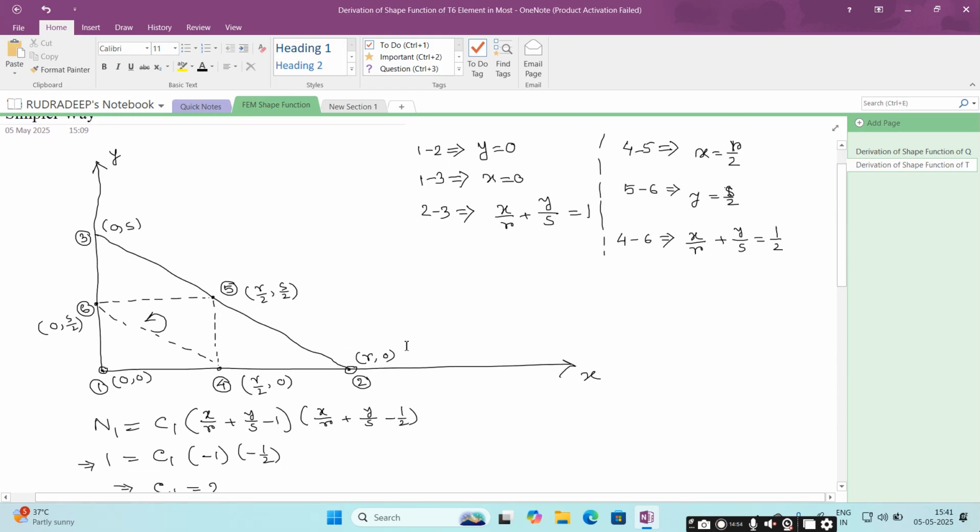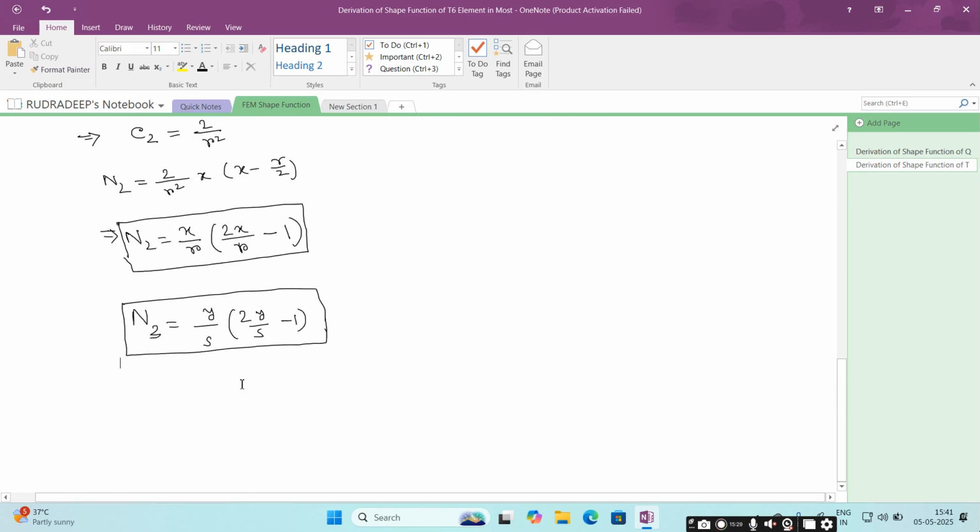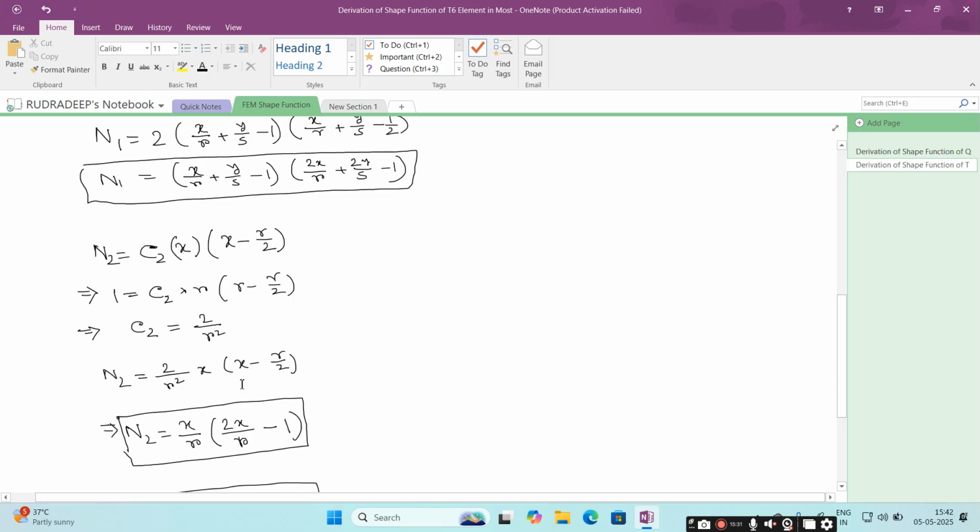Now coming to node 4. Node 4 is here. For the remaining point, I should take the equations of the 1 3 line that touches point 6 and the 2 3 line that touches point 5. By using these two line equations, I can get the shape function for node 4. So let's write down.